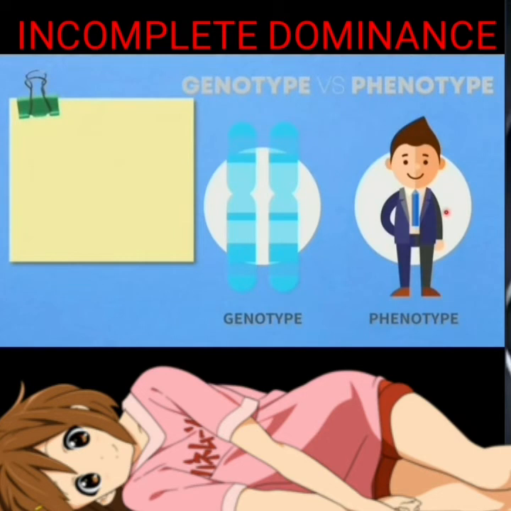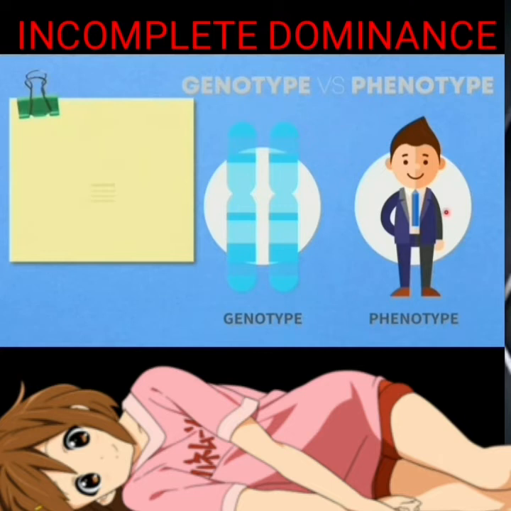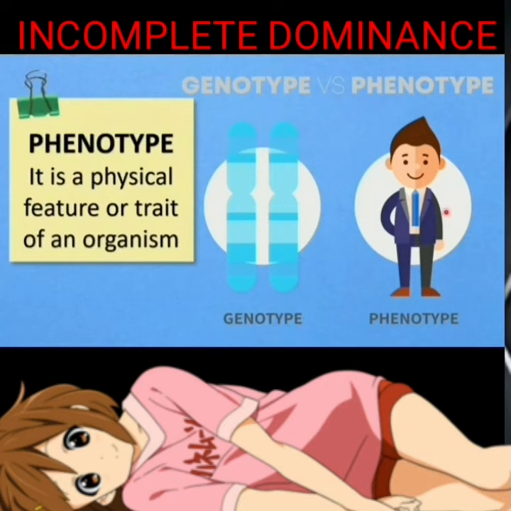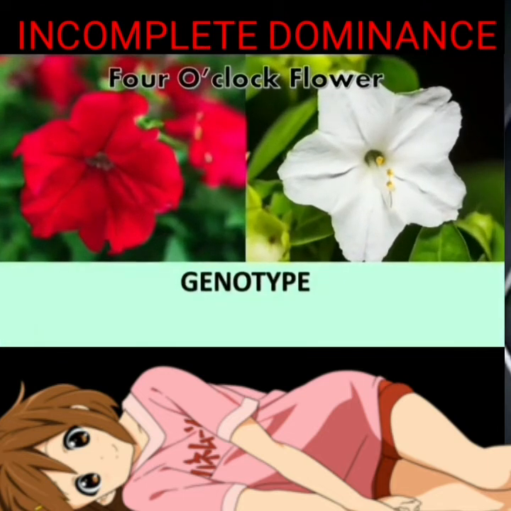Next, I know that you are all familiar with genotype and phenotype. Now let us differentiate them. First up, genotype. It is the genetic makeup of an organism. It is the combination of two alleles. While the phenotype is the physical appearance or the physical feature or the trait of an organism. Let's have an example of genotype and phenotype.